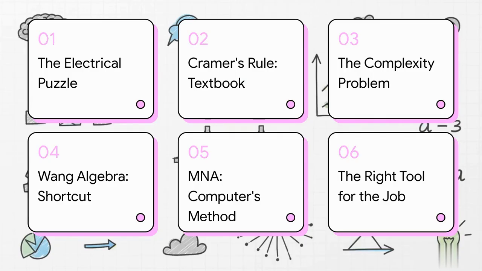So here's our game plan. We're going to start with the electrical puzzle itself. Then, we'll check out 3 totally different tools engineers have used to crack it. First up, the classic textbook method, Cramer's rule. Then, a really clever shortcut called Wang algebra. And finally, the modern powerhouse known as MNA. And at the end, we'll figure out how you choose the right tool for the right job.